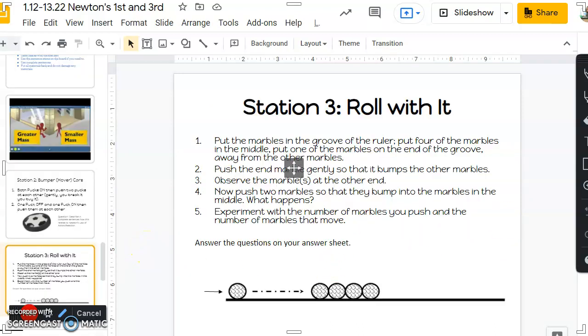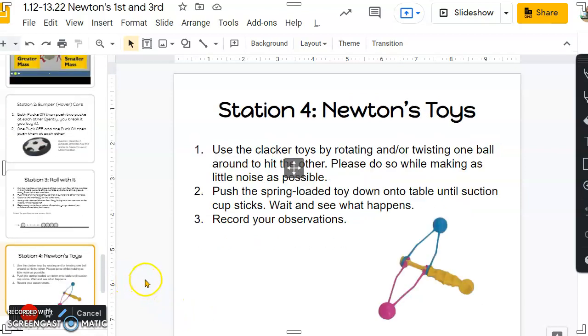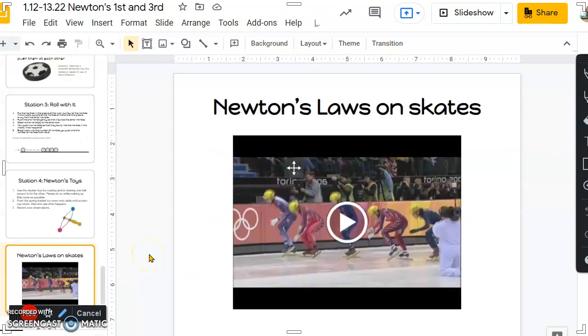Roll with it talks about where you put this marble. This is a flat Newton's cradle. So you have the 4 here, this 1 here, and you can push it and you'll see what happens. That one you can do at home, that's always great. And lastly, we have these little clackers, and you've seen those spring-loaded toys where you put them on the desk and push down and they fire off. And you can, again, Google those Newton's toys and see what you come up with.